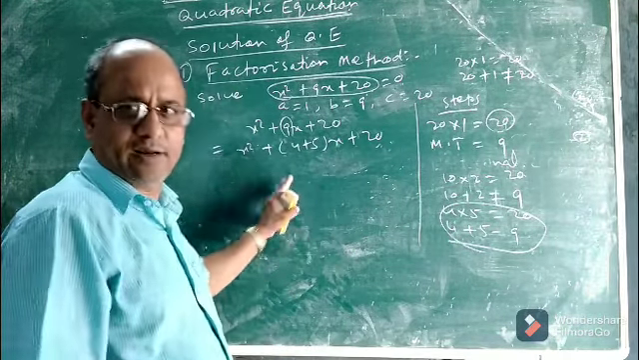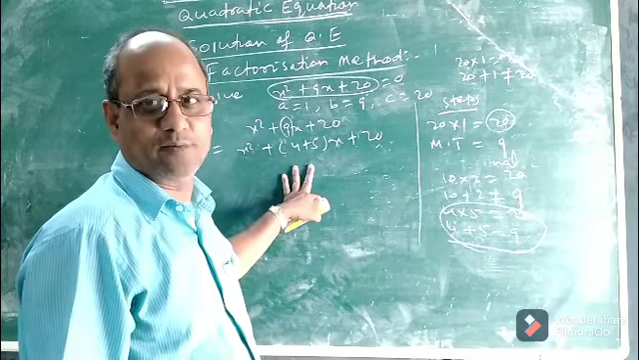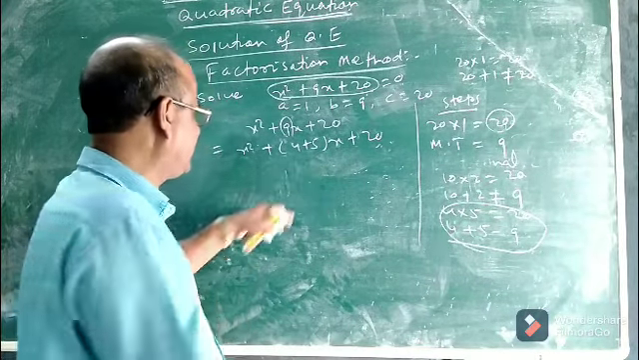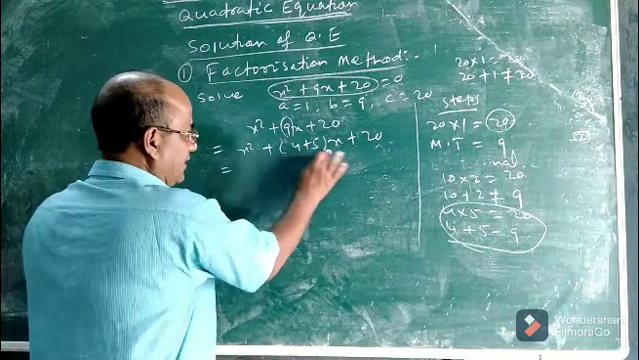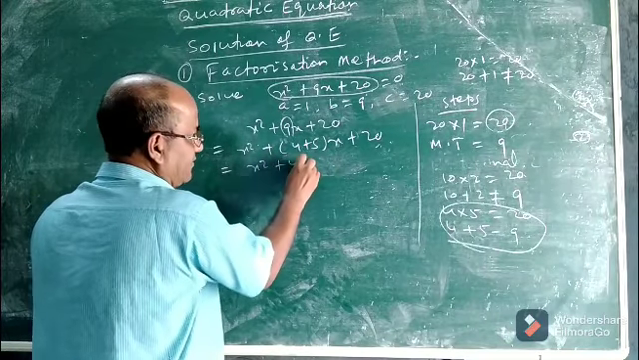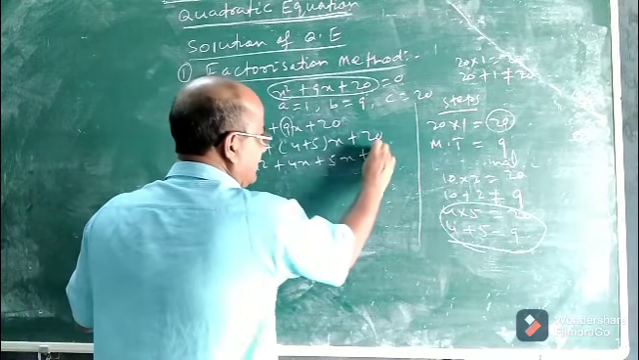This thing was taught in class 8 also and in the chapter polynomial also, but once again I am discussing. See, now you omit the bracket. So this will be 4x plus 5x plus 20.